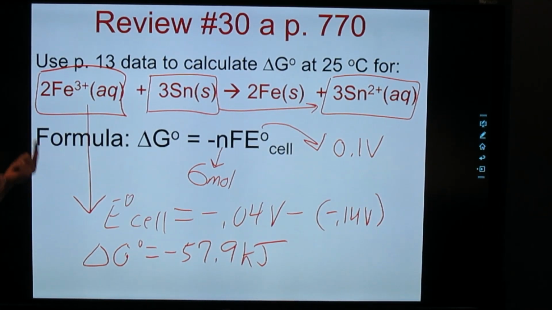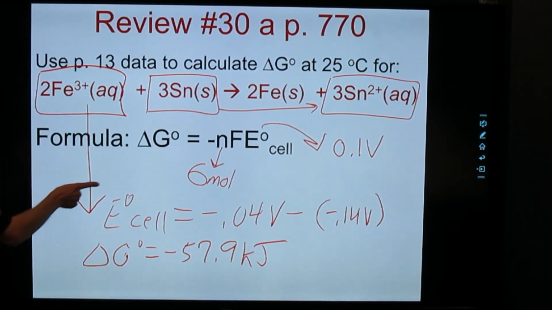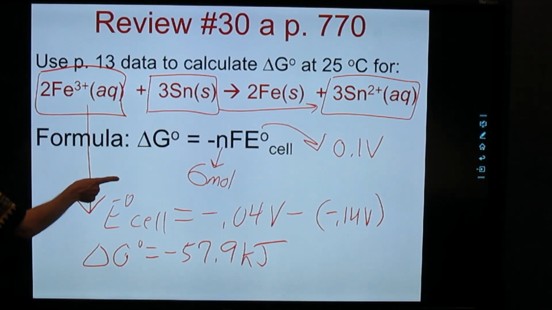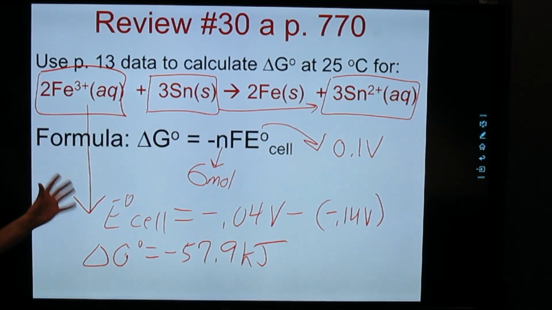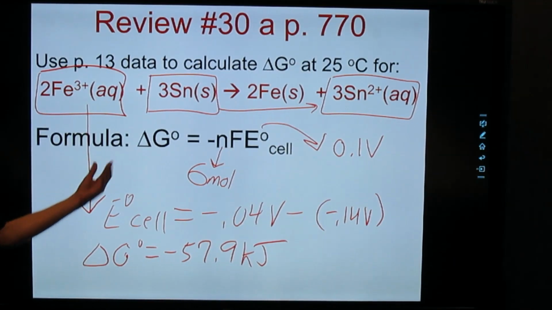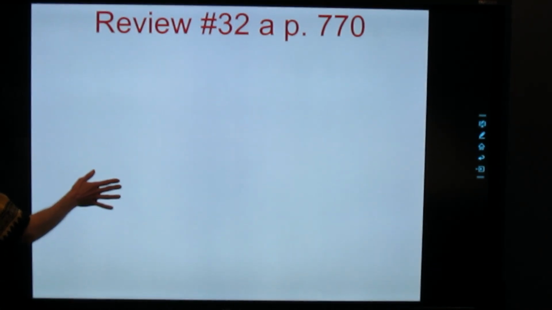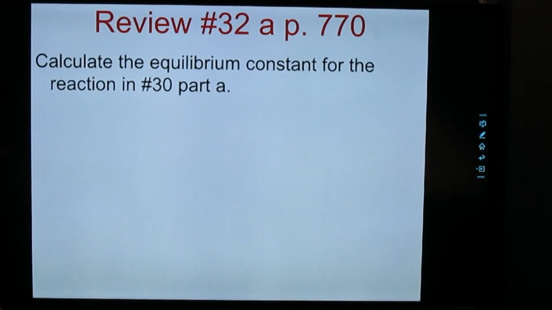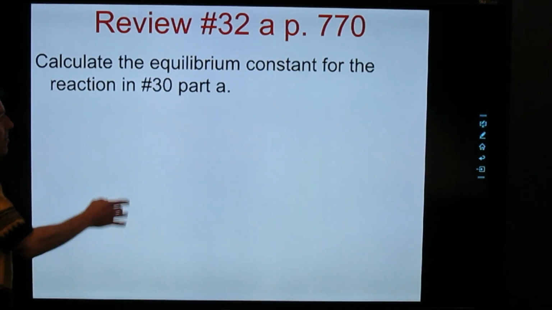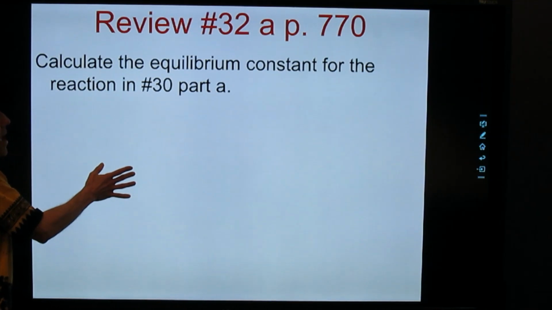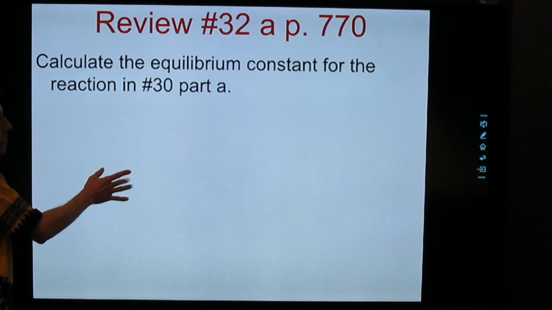If you look downward in the book, 32 tells you to go back to problem 30 and do the K value for that reaction. So it's just wanting the K value for that. And so I'm going to ask you to do problems 29 and 31. They're paired problems. 30 and 32 also go together. And so it tells you to go back to part A of number 30 and calculate the K value.